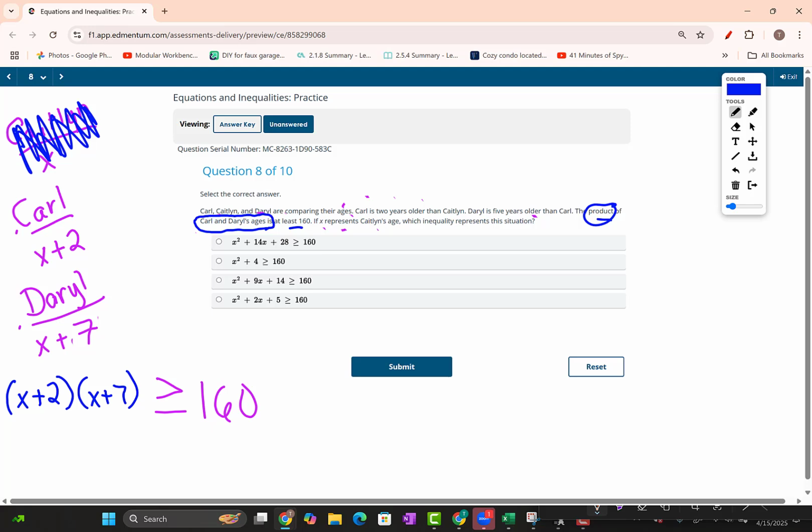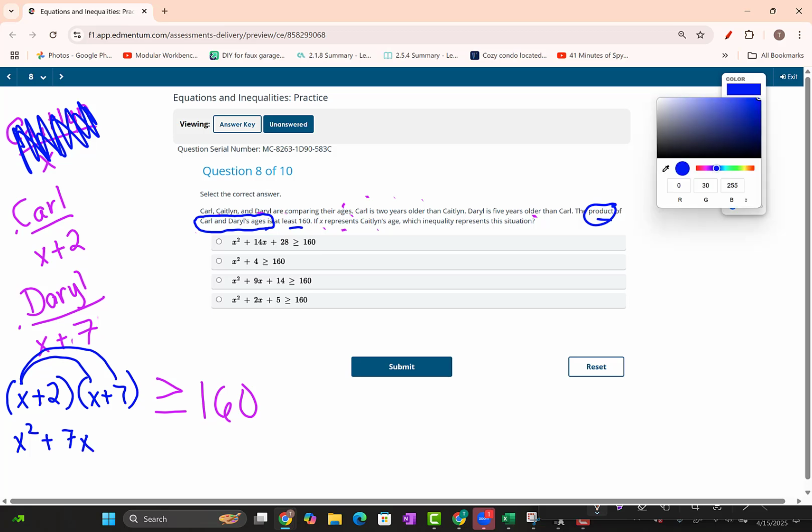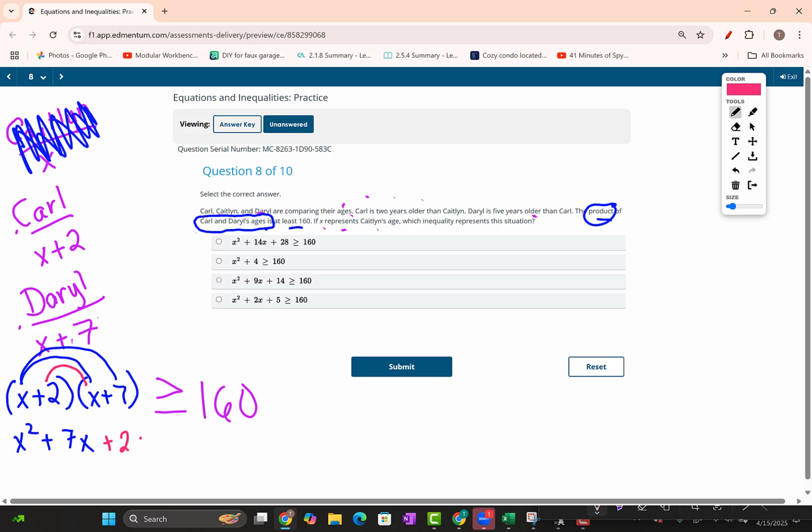So ultimately, that's the problem. We need to multiply X plus 2 times X plus 7. So X times X is X squared. X times positive 7 is 7X. Let me switch colors up. Distribute the 2. 2 times X is positive 2X. Positive 2 times positive 7 is positive 14.